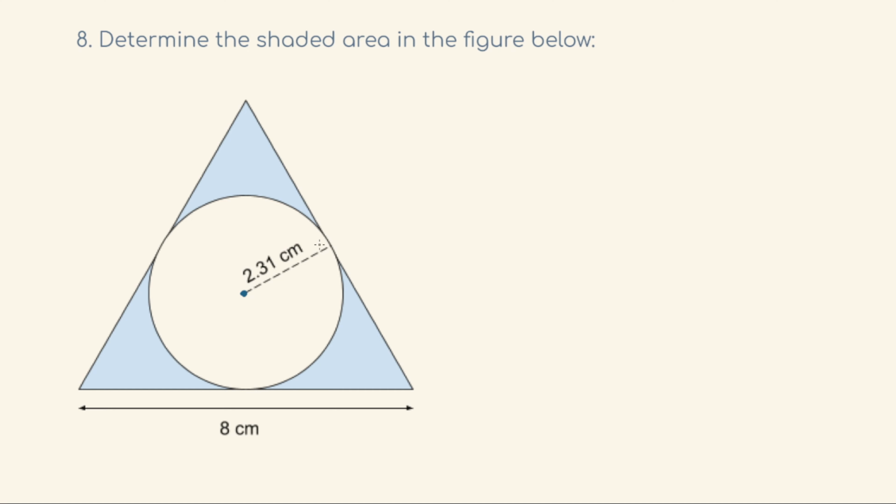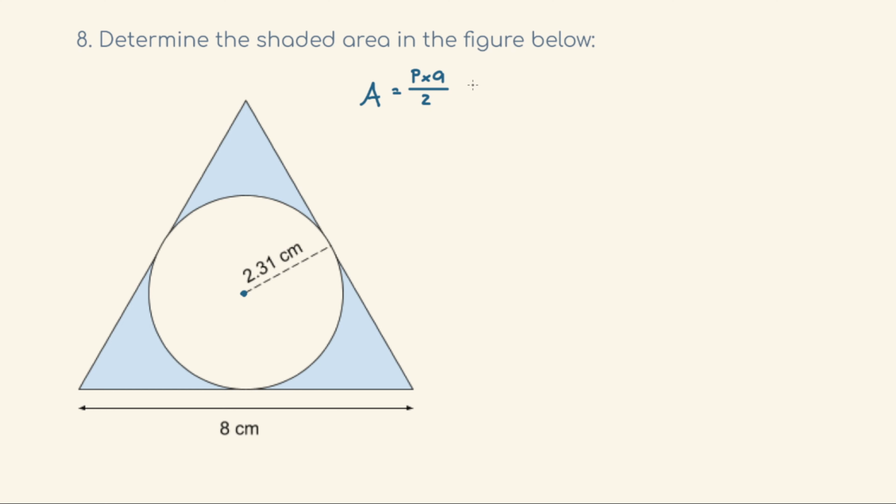It's the distance from the center to the middle of one of its sides. Okay, so because we know that 2.31 distance, we could use the formula area is equal to perimeter times apothem divided by 2 to find the area of your triangle.